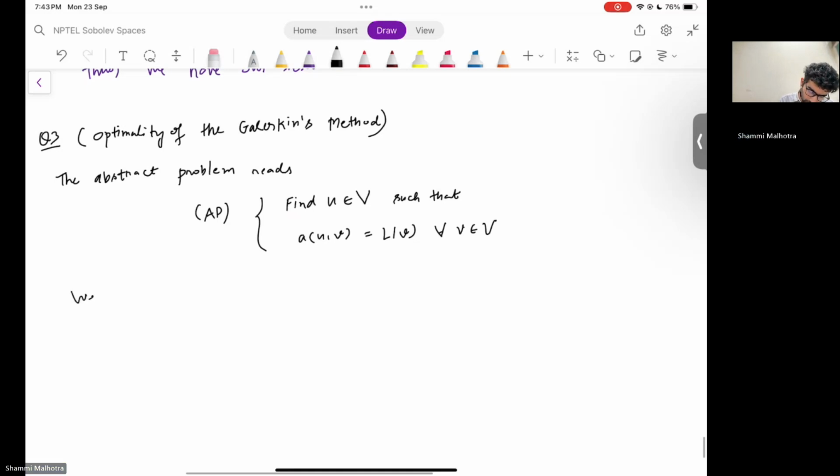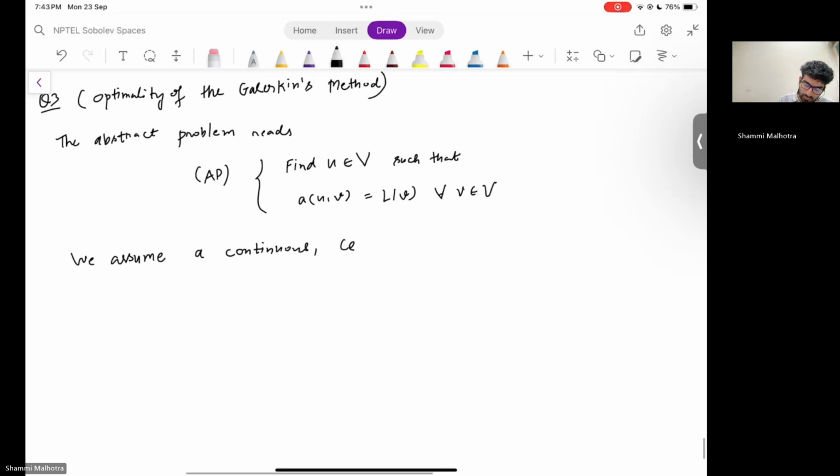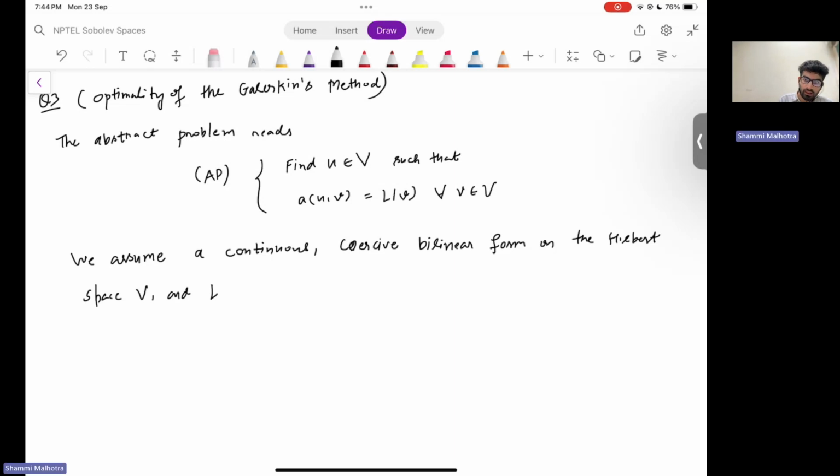We assume a to be a continuous, coercive, bilinear form on the Hilbert space V, and L be a continuous linear functional on V.